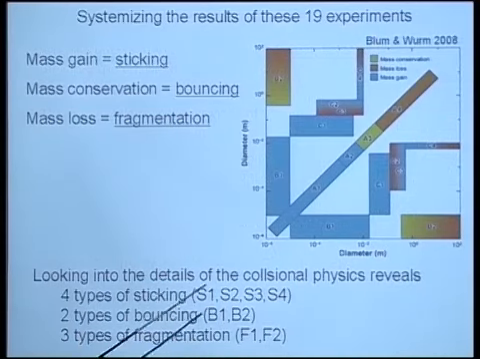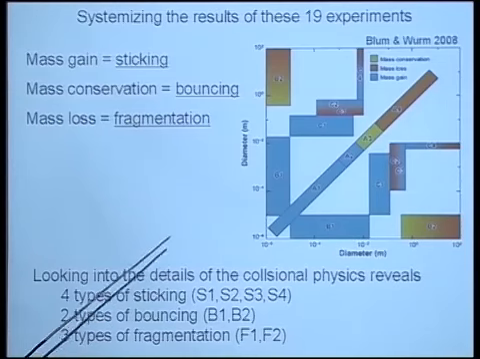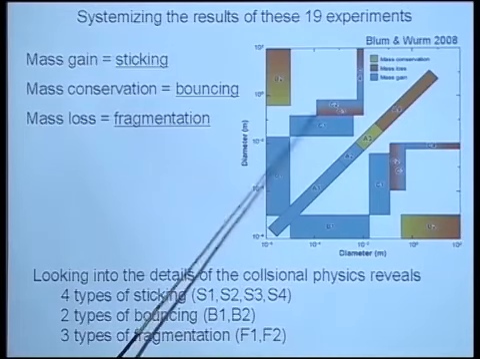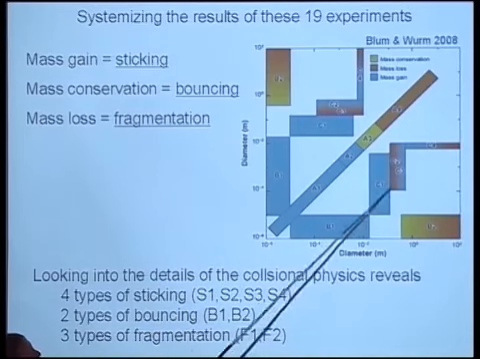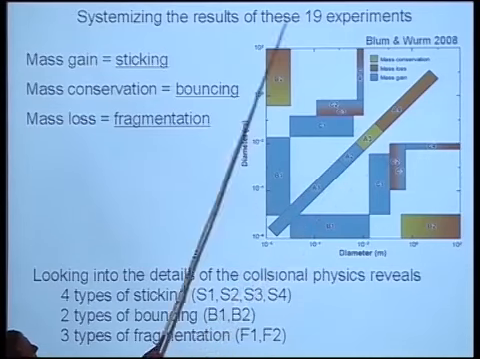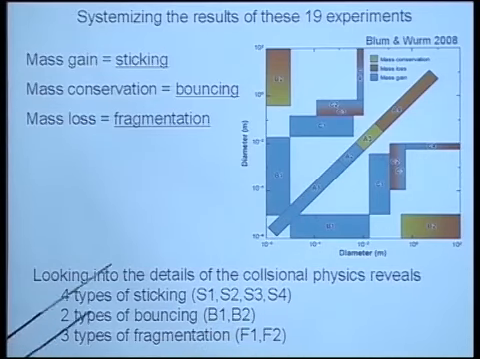In our review two years ago, Gerhard and I showed in a diameter versus diameter plot, so this is what can collide in principle, that there are three regions. This is the sticking part, then there's a bouncing part, these yellowish ones, and the red ones are the fragmentation. Looking deeper into all these 19 experiments showed us that this is oversimplistic.